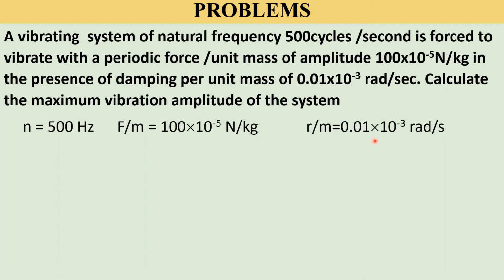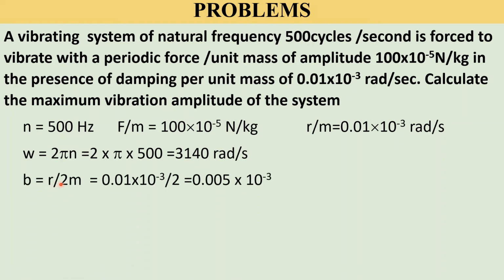So omega is equal to 2 pi n, that is equal to 2 pi into 500, so that is equal to 3140 radians per second. b is equal to R by 2m. R by m is 0.01 into 10 to the power minus 3 radians per second. So R by 2m is this divided by 2, that is equal to 0.005 into 10 to the power minus 3.